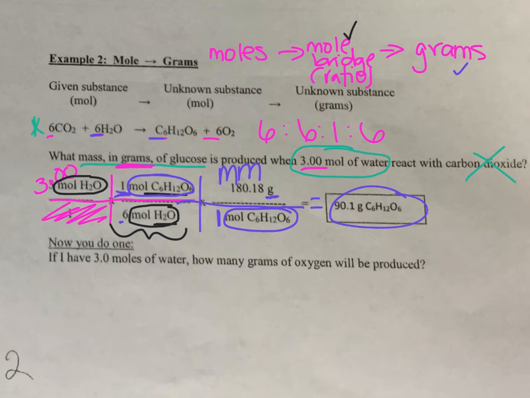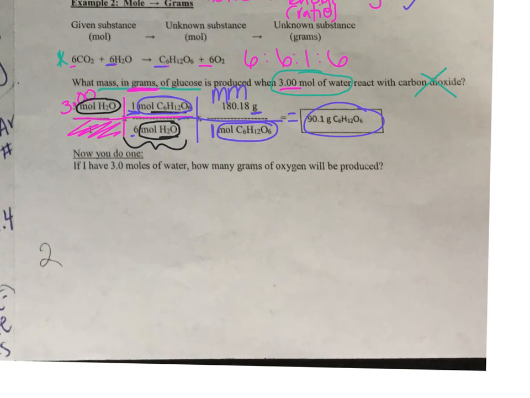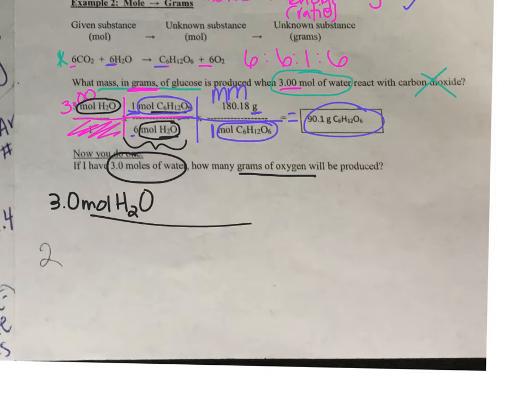So let's work through the next one. Since that one's already written for you, let's actually do one where we have a blank page. Okay? So for the next problem, we have 3 moles of water. How many grams of oxygen will be produced? So we're going to start with that 3.0 moles H2O. Okay? I'm going to bring my words down to the right.